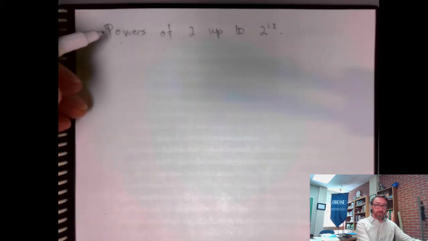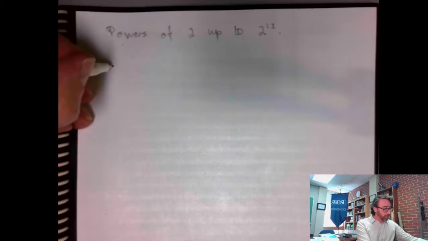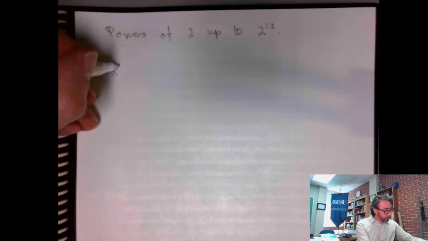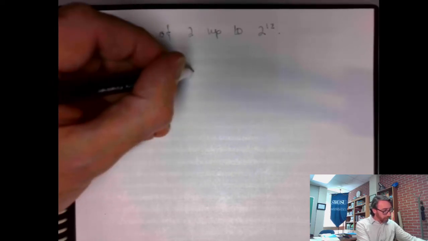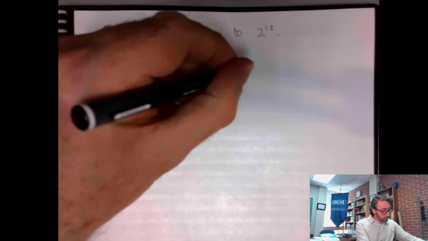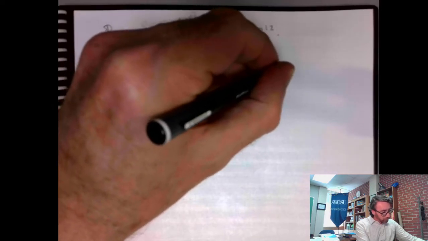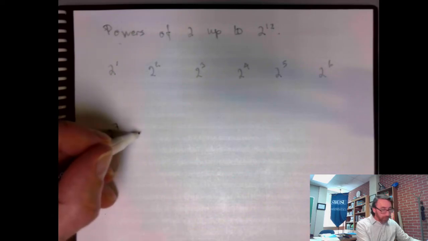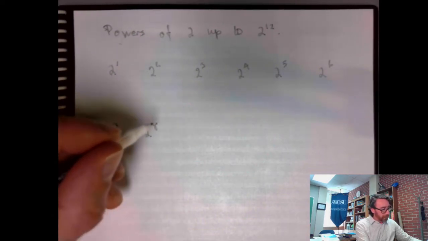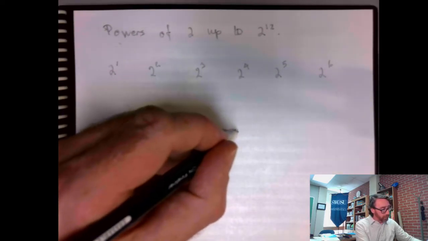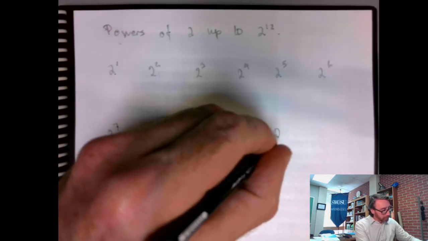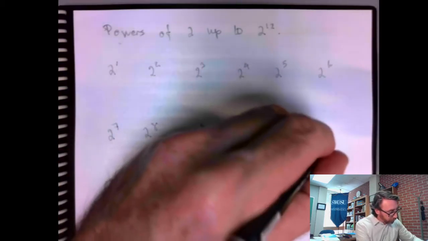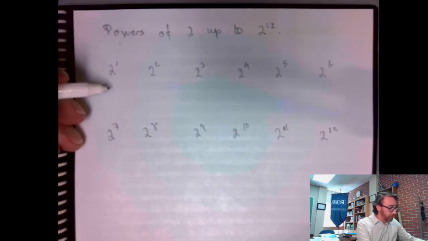And here's something else, another pattern that you might want to make use of for doing mental math. Powers of 2 up to 2 to the 12th. So 2 to the 1st, 2 squared, 2 cubed, 2 to the 4th, 2 to the 5th, 2 to the 6th, 2 to the 7th, 2 to the 8th, 2 to the 9th, 2 to the 10th, 2 to the 11th, and 2 to the 12th. These are pretty easy to generate.